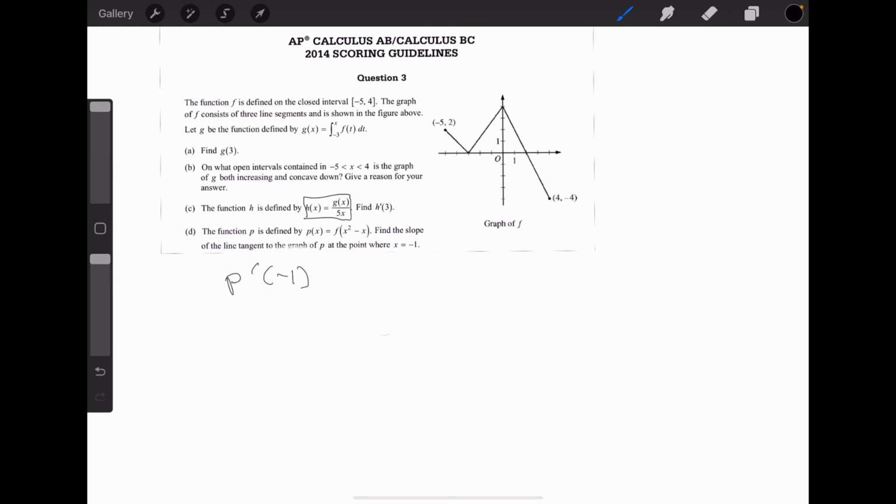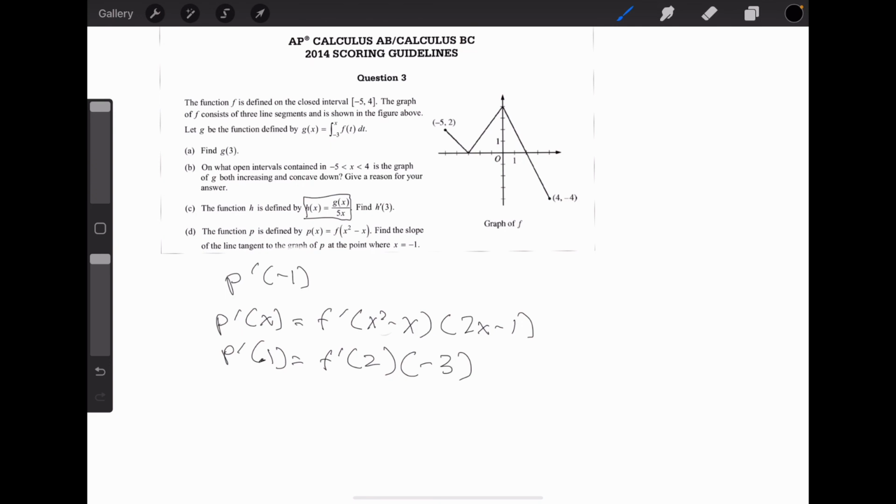Well, we can first find what p prime of x is. P prime of x, we can use the chain rule. Let's first derive f directly and multiply the derivative inside, which is 2x minus 1. Okay, so now what? Well, we can plug in -1, which equals f prime of 2 times (2 times -1 minus 1), which is -3.